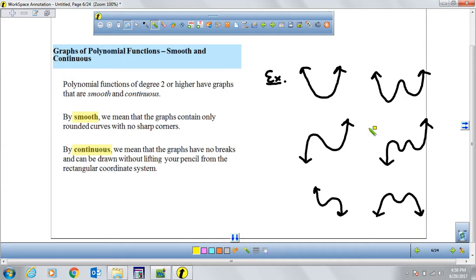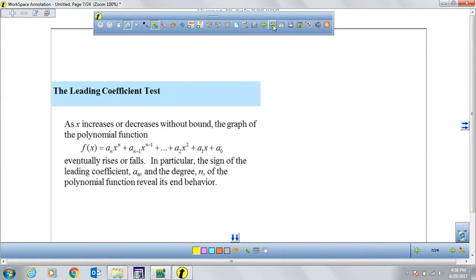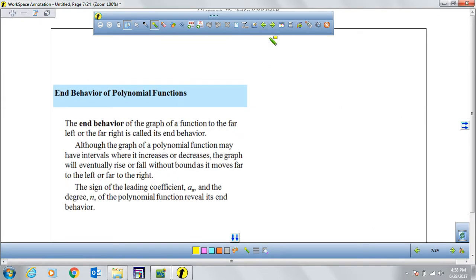Okay, so basically this is a double U, which is similar to this one. This one is like a double U facing down, which is similar to this one. Now, each one of the polynomials has its own family. There are only two types of families that we're going to talk about on polynomials, and that is going to be called the end behavior. The end behavior basically determines the shape that the polynomial is going to take on its ends.